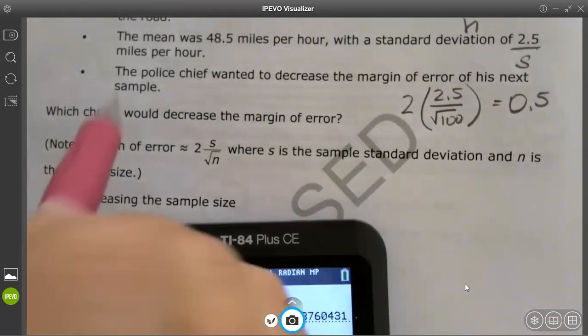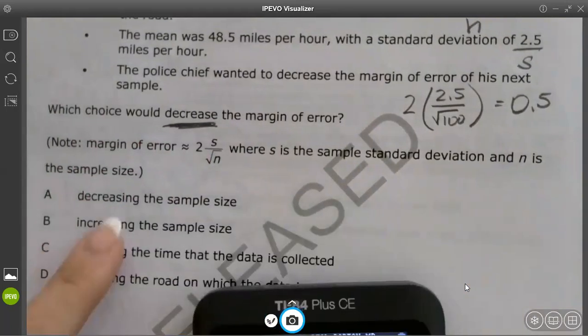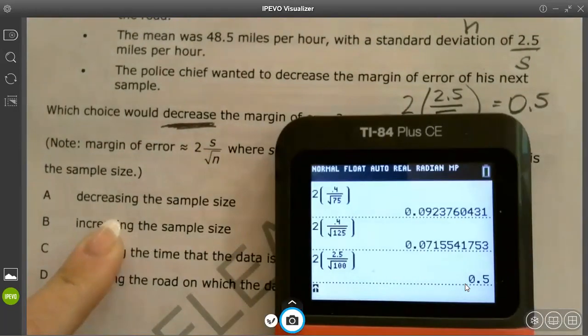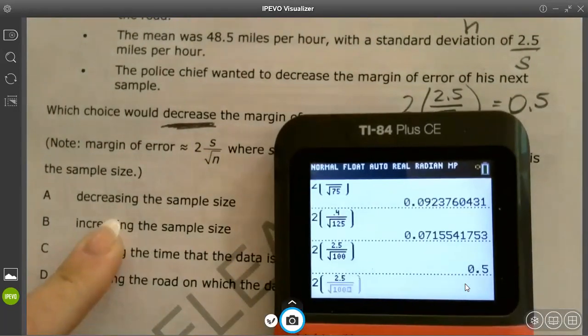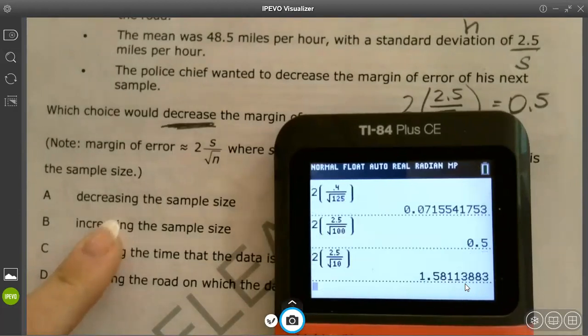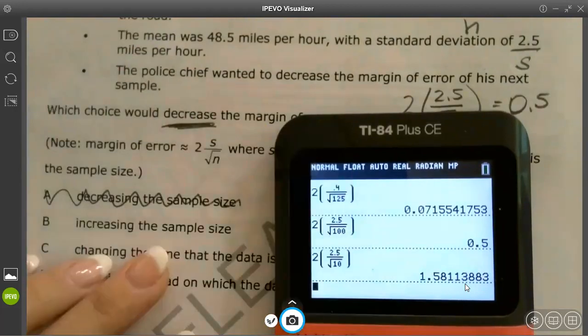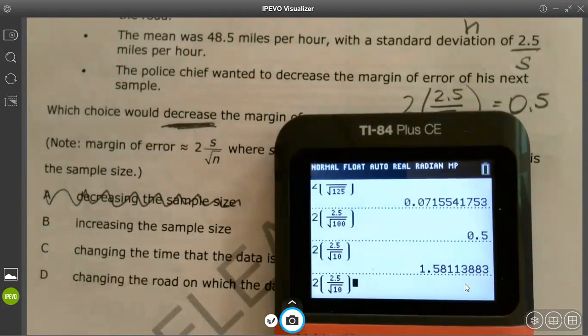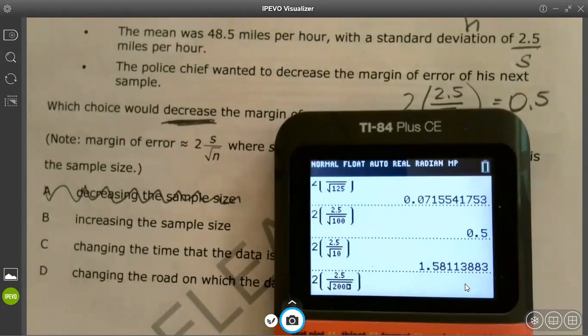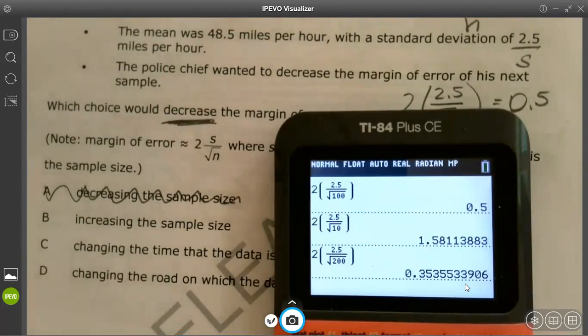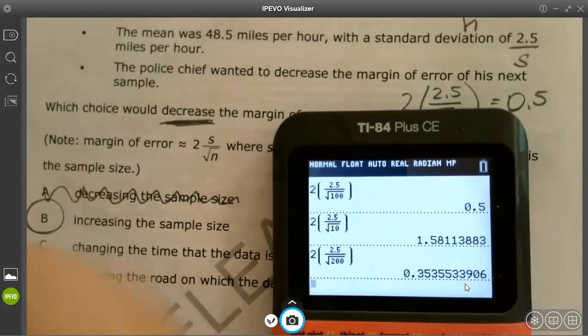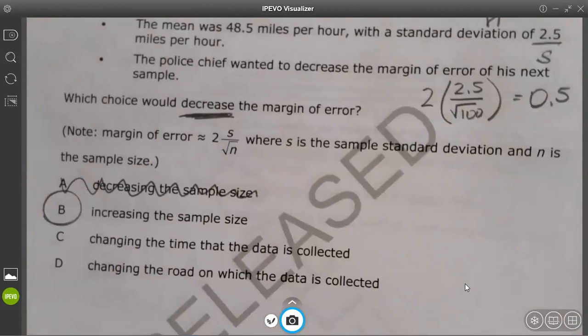Which choice would decrease? We want it to be less. It says decreasing the sample size. So I'm going to take this, and you can put it to anything. I'm just going to change it to 10. I'm going to make it really little. Did that decrease it or increase it? 0.5 to 1.5. Increased. So that didn't work. Increasing the sample size, so instead of 100, let's do 200. It went to 0.3. What happened? That's it. Once you get that answer, go on.